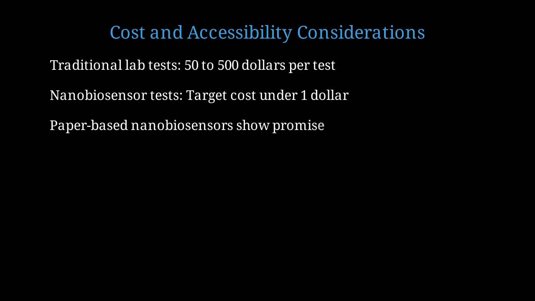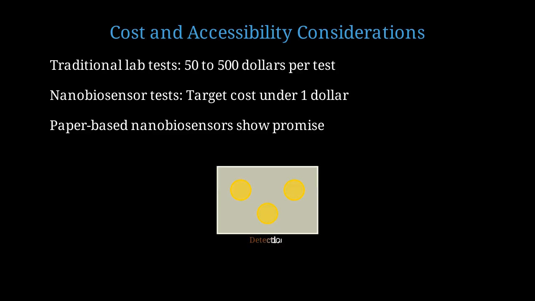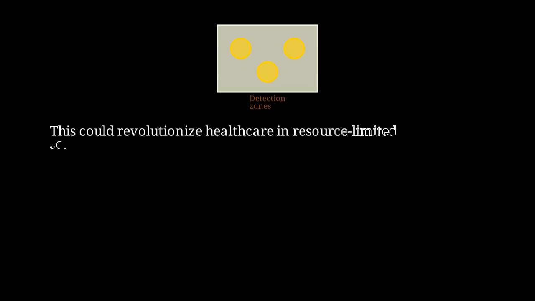Paper-based nanobiosensors are showing great promise. By printing nanoparticles on paper substrates, we can create tests that cost just pennies to manufacture. A paper card with 3 detection zones, each containing different functionalized nanoparticles, can simultaneously test for multiple diseases. No electricity, no refrigeration, no trained personnel required. This technology could revolutionize healthcare in resource-limited settings, bringing advanced diagnostics to rural clinics and remote villages worldwide.